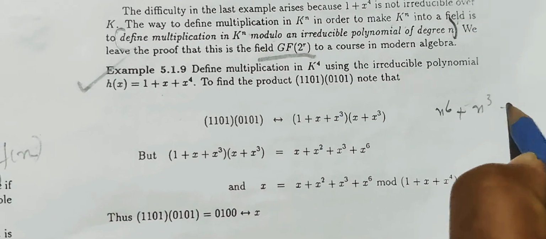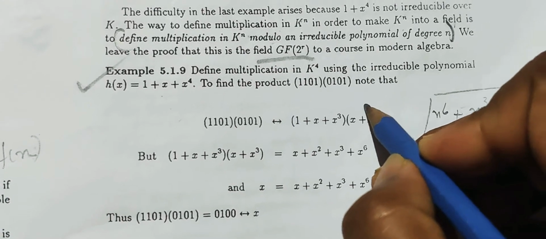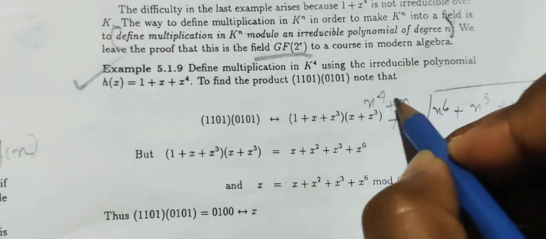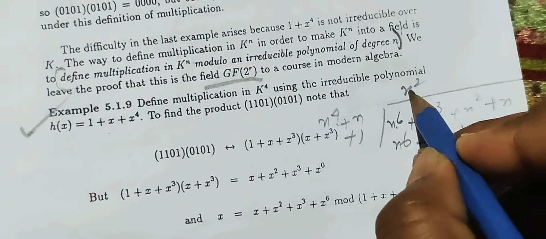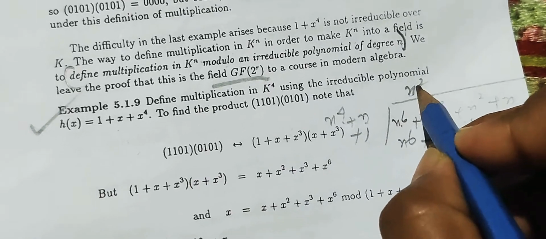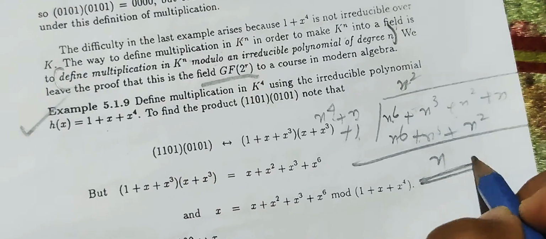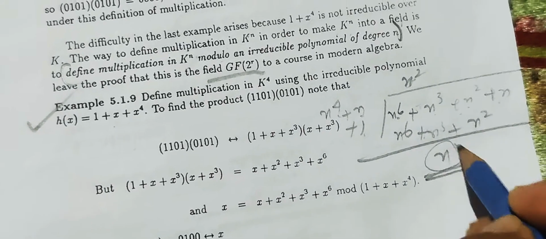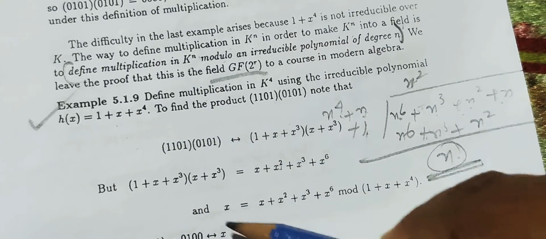6 plus x cube plus x square plus x, which is divided by what? x raised to 4 plus x plus 1. So first, here x raised to 6, and here this one, so we multiply by x square. x square into x raised to 4 is x raised to 6, plus x square into x is x cube, plus x square into 1 is x square. So these terms are cancelled, remaining x. So x raised to 6 plus x cube plus x square plus x is congruent to x modulo x raised to 4 plus x plus 1. So this is equal to x.